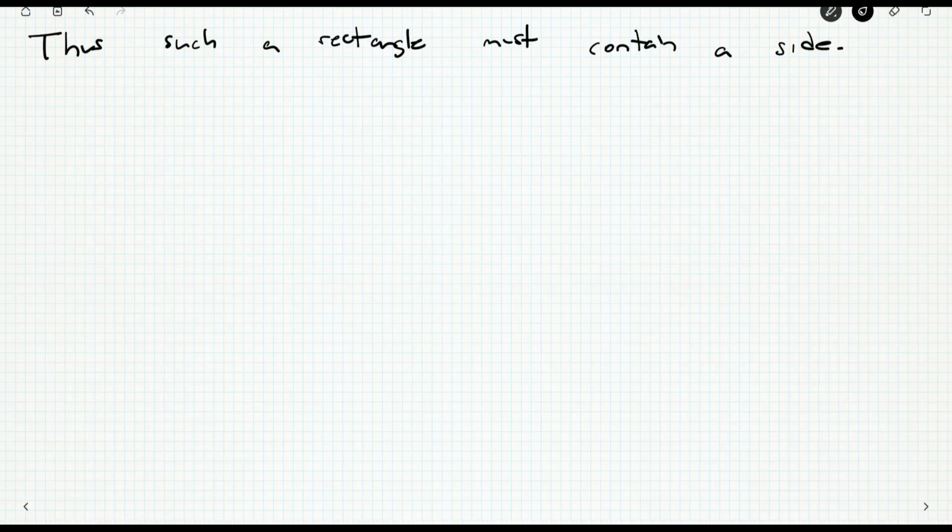So where does this get us? So if we've got our big square, we say maybe this is the side. We have a rectangle. He's got to have this. Now there might be another rectangle that has this side.